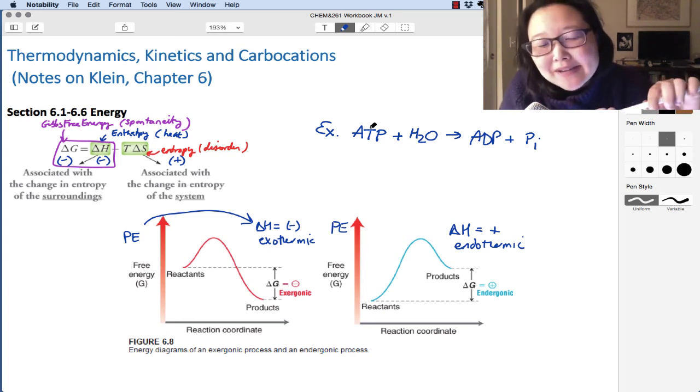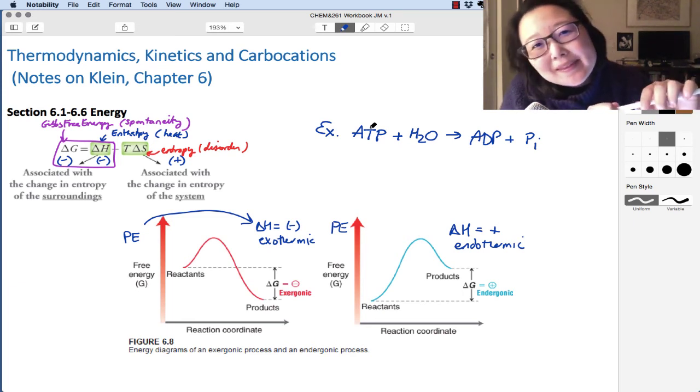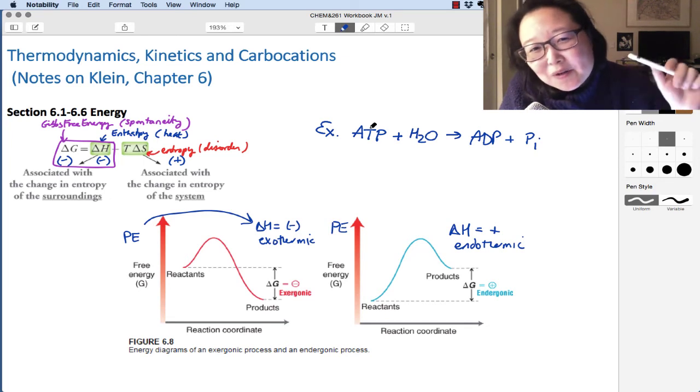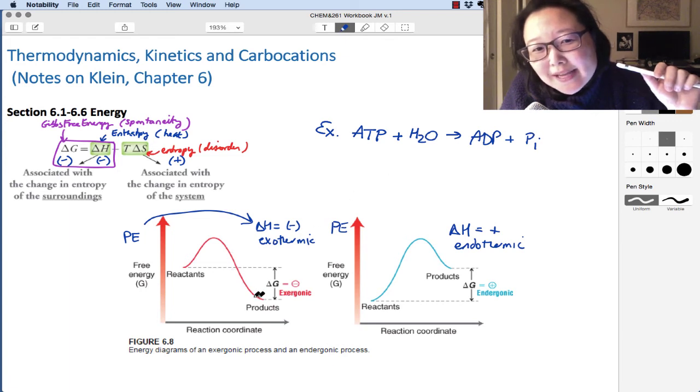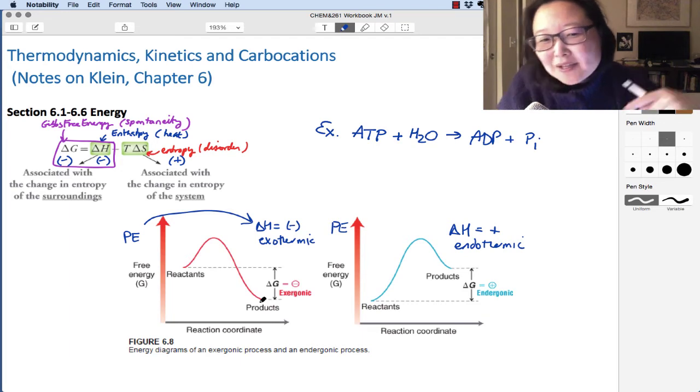So how is this reaction overall exergonic then? Well, even though it takes energy to break this bond, you're forming products that are more stable than what you're starting with in terms of free energy. So even though the process of breaking this bond is a positive delta H, you're also creating products that are more stable at the end, which means you're going to have a net release of energy.